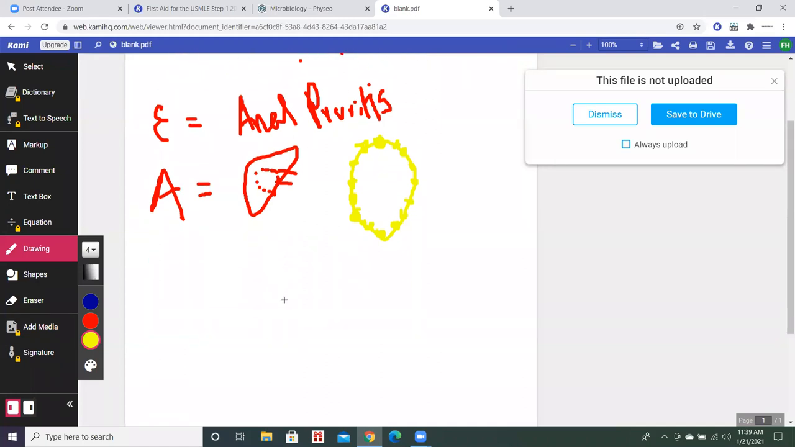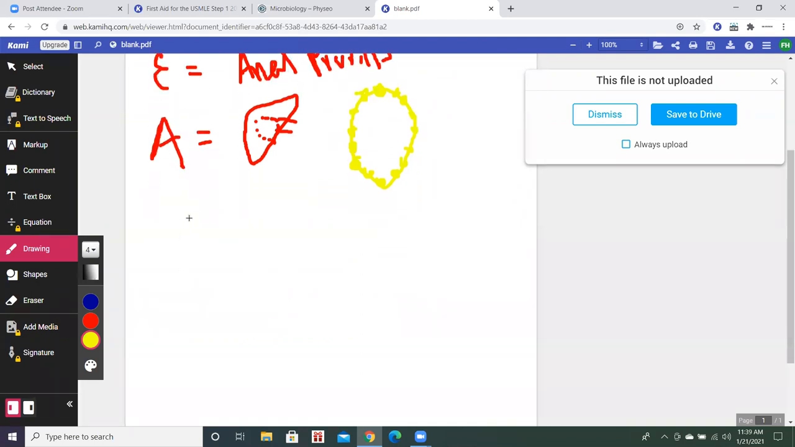The next one that I want to discuss is Trichinella spiralis. Trichinella spiralis is also a fecal-oral transmitted parasite.